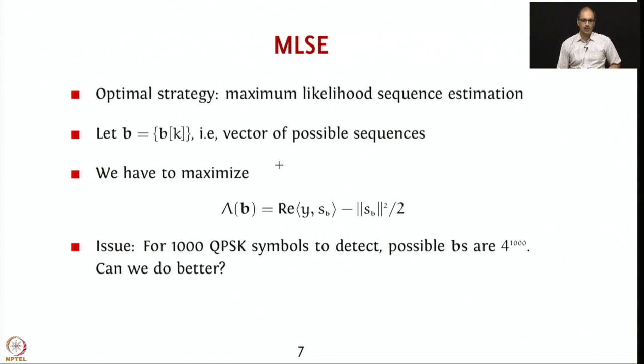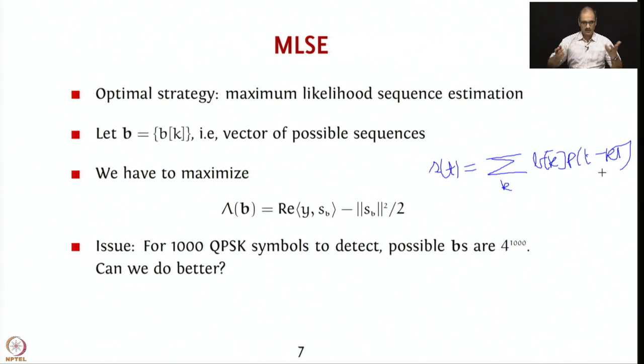Now, we have to maximize this particular metric. It's called capital Lambda of b, where b is a column vector, is the real part of the inner product of y and s_b. Now, what is s_b? s_b is actually the sequence that contains all these vectors. That is, s(t) is, in a sense, the summation over k of b_k times p(t minus kT). This is the sequence that you essentially receive.